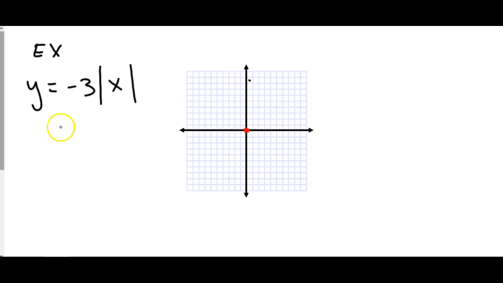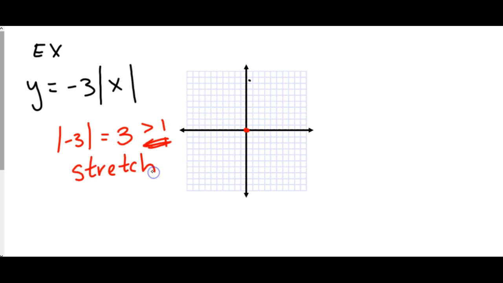So negative 3, we want to absolute value it. That makes it positive 3, and decide, is it bigger than 1 or smaller than 1? Well, 3 is bigger than 1, which means this is a stretch. Second, negative means it will flip upside down. So now we're actually going to be going this direction.